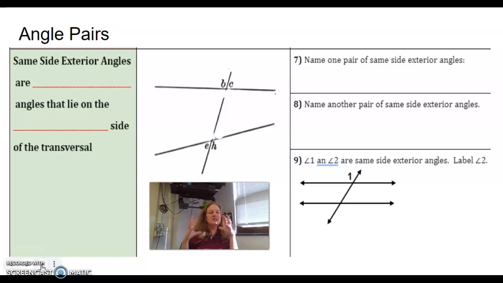So we looked at the interior angles, the inside angles. Some are same side, and then we can classify them as alternate. Those are the two classifications: same side interior or alternate interior. Now we're going to look at same side exterior.